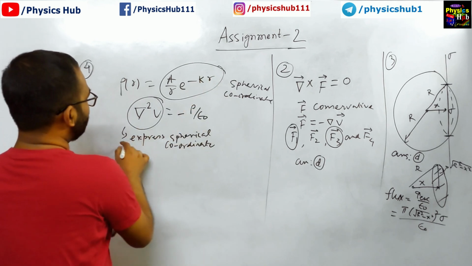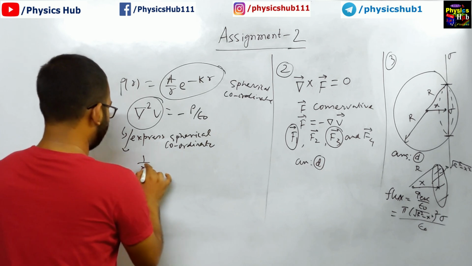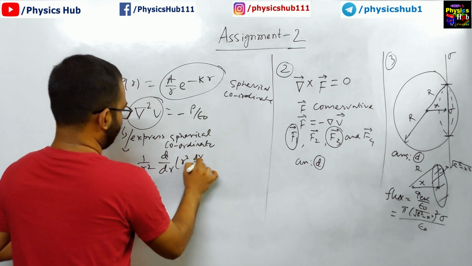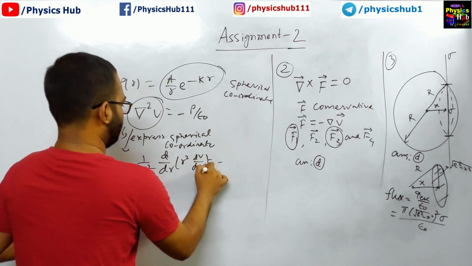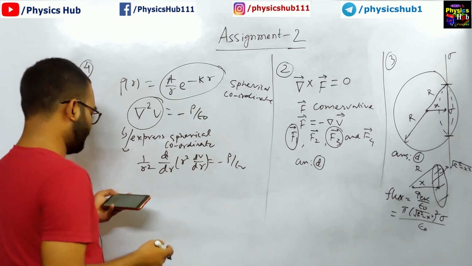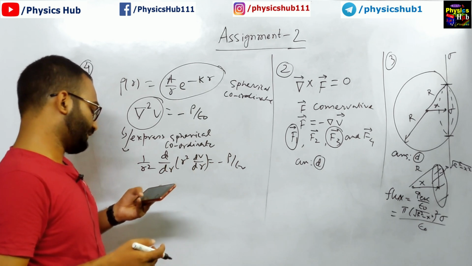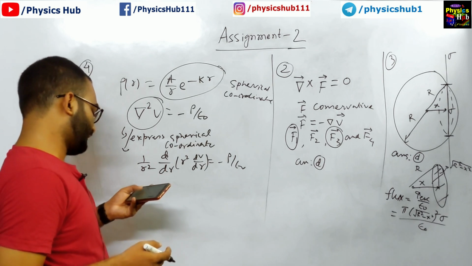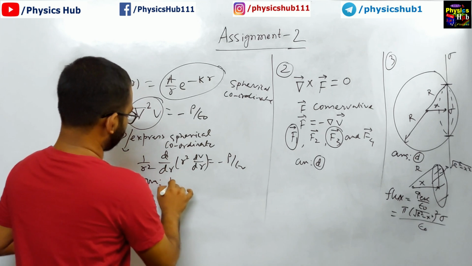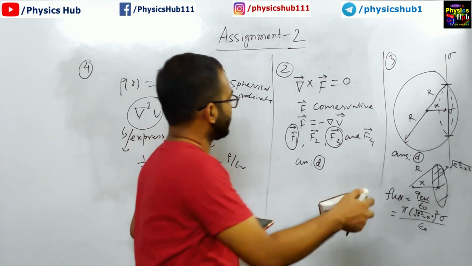So here also only the r part will remain, and that will be 1 by r square, d/dr of r square dV/dr. You know it, although I am writing it for you. This is equal to minus rho by epsilon naught. Rho is given to you. Now after simplification you will easily find out the value of the electrostatic potential. Simple, and you will get option B to be the correct option. Question number 4 is done. Let's move to question number 5.